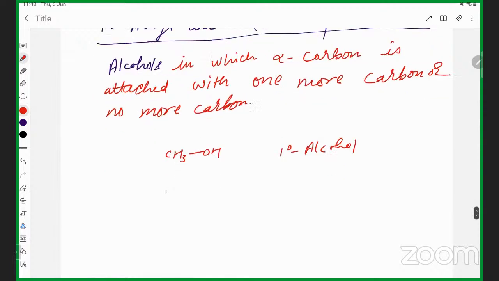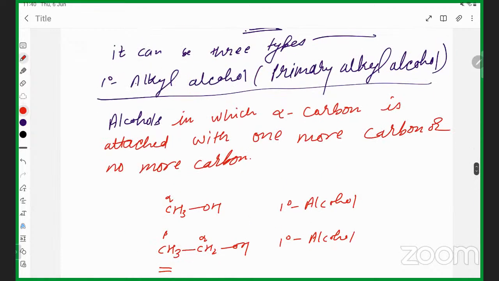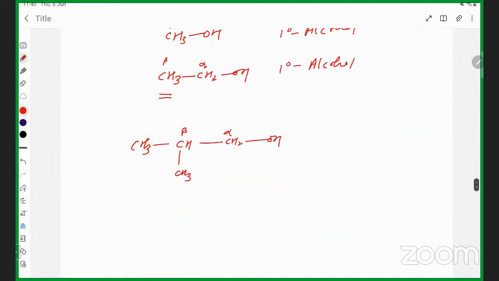Another, if I write CH3CH2OH, this is also going to be 1 degree alcohol, because this is the alpha carbon attached with one more carbon. Suppose I write this one: the alpha carbon is attached with one more carbon, beta, directly attached. Attached means directly attached, not indirectly. This is directly attached with only one carbon, one beta, then the gamma carbon. So this is also going to be 1 degree alcohol. Can you understand this? Sir, understood.